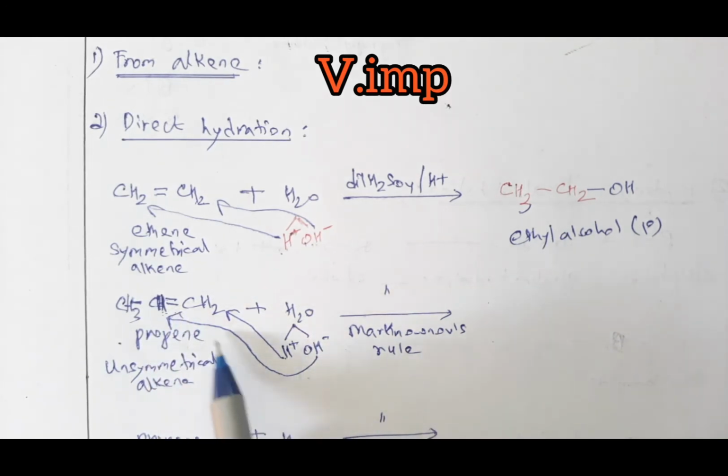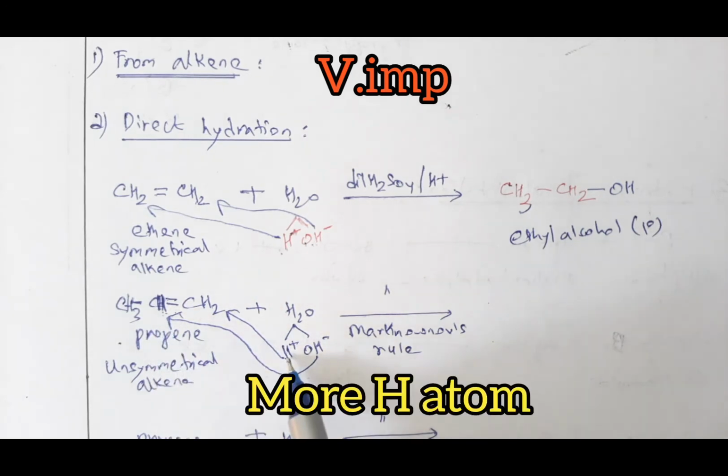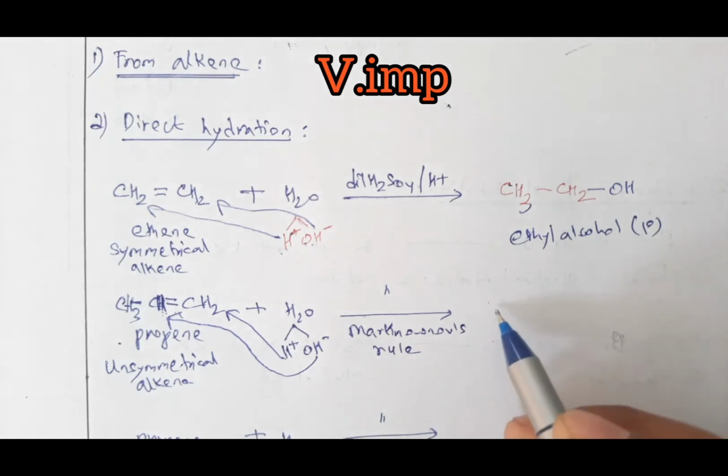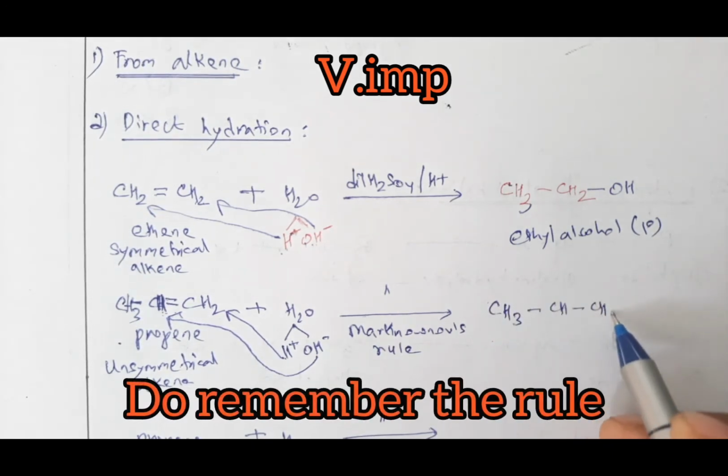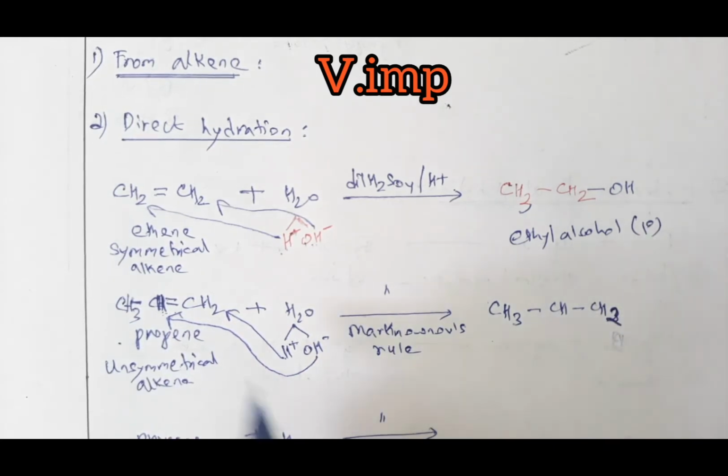So I am going to take the negative part here because hydrogen is less, and positive to the one which has more hydrogen. So first of all, I will break the double bond into a single bond. You can see here I broke the double bond into a single bond, CH3 CH, CH2.